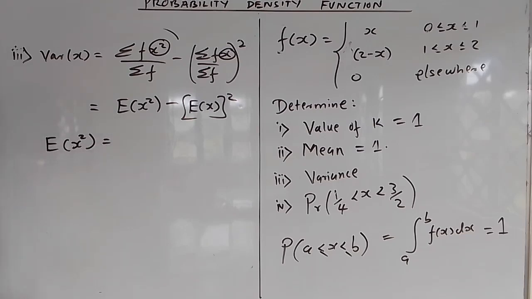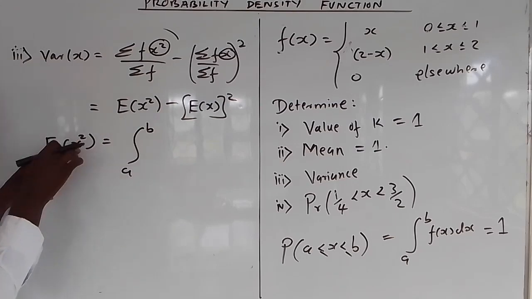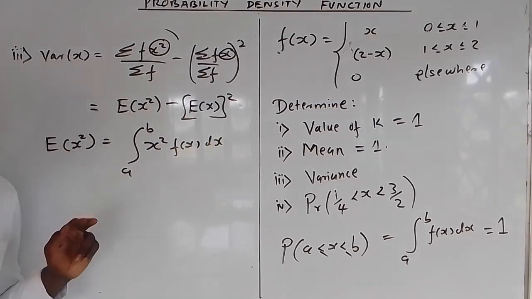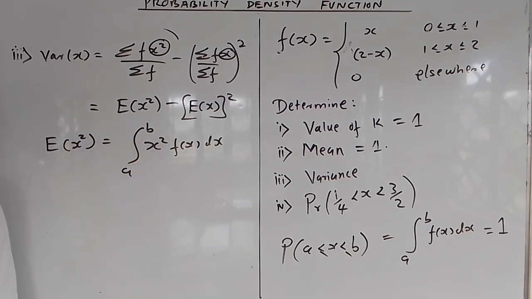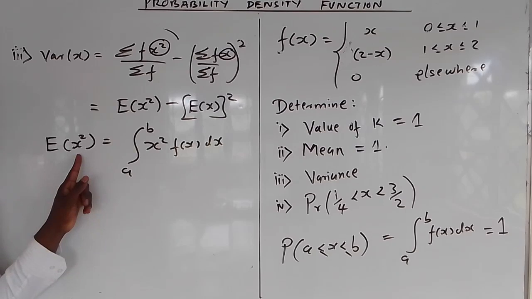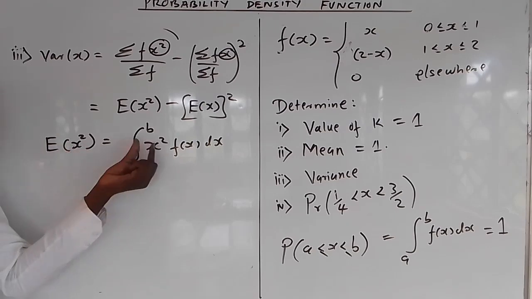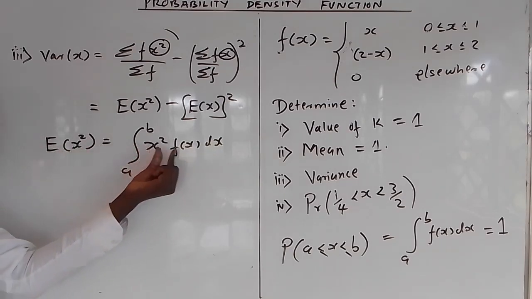So for you to get the expected value of x squared, you simply integrate from the limits, then you put your x squared f of x dx, isn't it? You see, when you are looking for the expected value of x, it is x f of x. But now when it is expected value of x squared, it is x squared f of x. If it is expected value of x cubed, it is x cubed f of x. Are we together there? Yes. Good. So the expected value of x squared is x squared f of x.